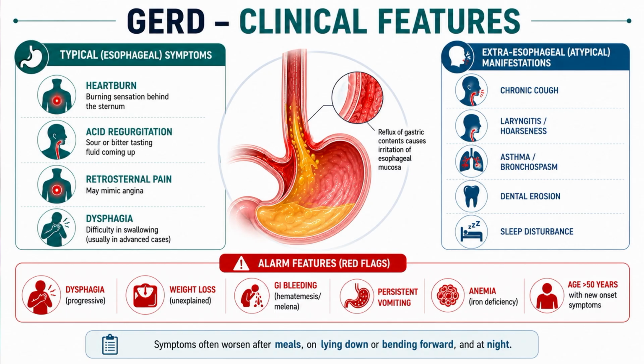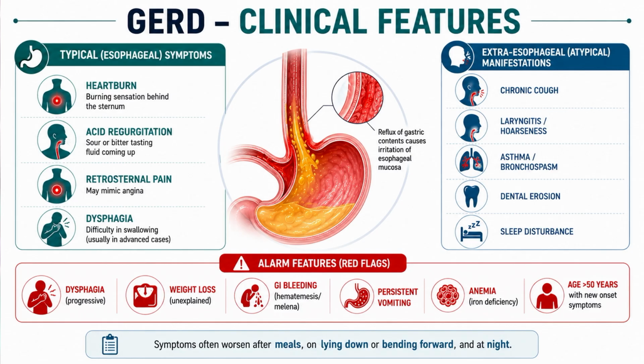Fourth, dysphagia, especially in advanced disease or strictures. Now, many students forget the extra-esophageal manifestations. GERD also presents with chronic cough, laryngitis or hoarseness, asthma-like symptoms, dental erosions, and sleep disturbance. These occur because refluxed acid irritates the nearby structures. Now, very important, alarming features or red flags: progressive dysphagia, weight loss, GI bleeding, persistent vomiting, iron deficiency anemia, and new onset of symptoms after the age of 50. If any red flag is present, endoscopy becomes mandatory.